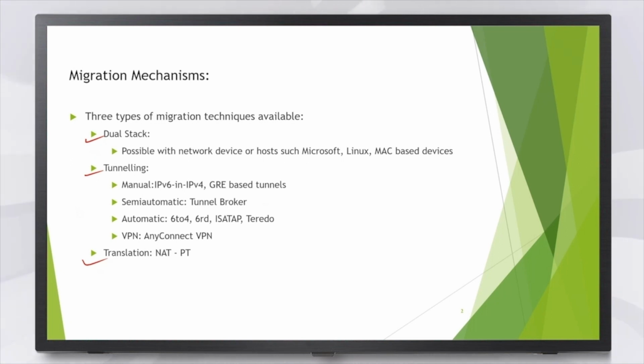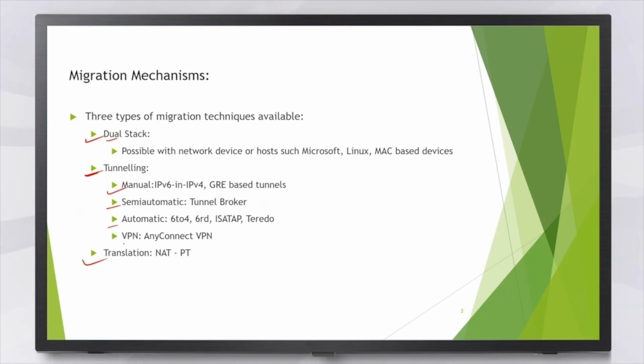So if we talk about dual stack, it's possible and widely accepted. It's because it is possible with all of the hosts, whether it is end hosts like Microsoft based machines, Linux based operating systems, or any other mobile devices, all of them now support IPv6. So it's one of the mechanisms. In tunneling we have a few methods: manual, semi-automatic, automatic and VPN based.